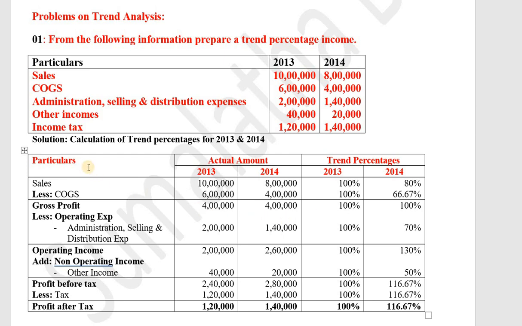Okay, so here first we go with the income statement. They ask you: from the following information prepare a trend percentage income statement. If it is an income statement they ask for income statement, if a balance sheet they ask for balance sheet. So here, what all they have given: sales, cost of goods sold. From sales, we deduct the cost of goods sold. Administration, selling and distribution expenses, these are the operating expenses. Then you go for non-operating expenses. Here you go for deducting. All the expenses will be deducted.